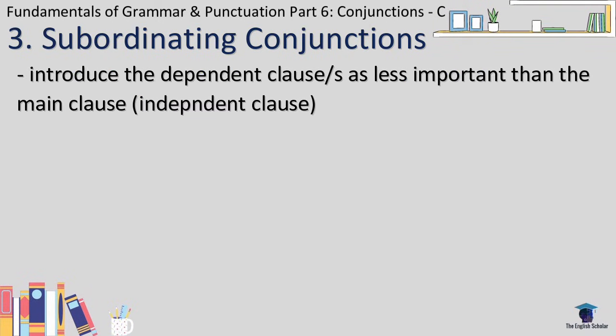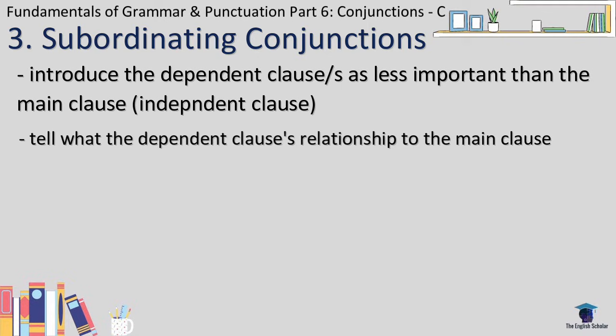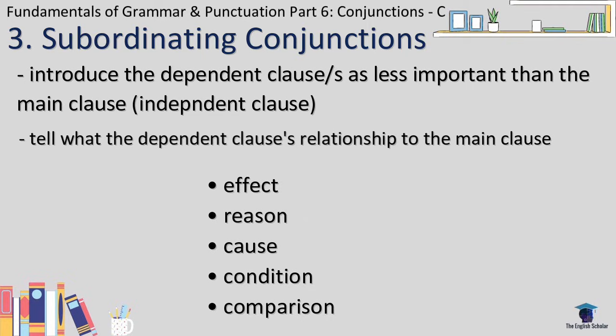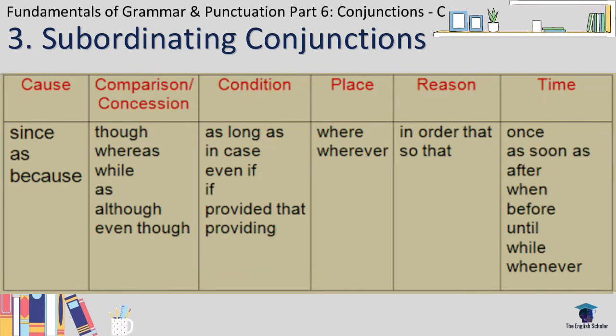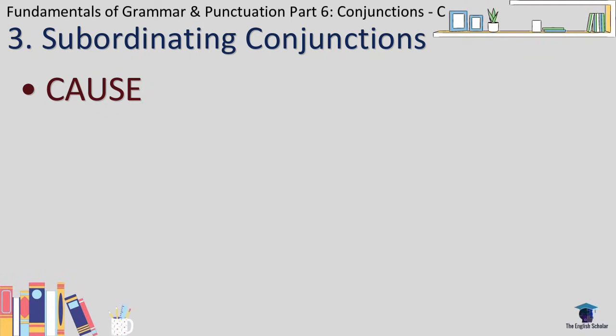They introduce the dependent clauses, telling us that this clause is less important than the main clause, which is the independent clause. Another function of subordinating conjunctions is they tell us what the dependent clause's relationship to the main clause is, whether it is an effect, a reason, a cause, a condition, or a comparison. Now, here is a table of the most commonly used subordinating conjunctions. Let's start with the cause.